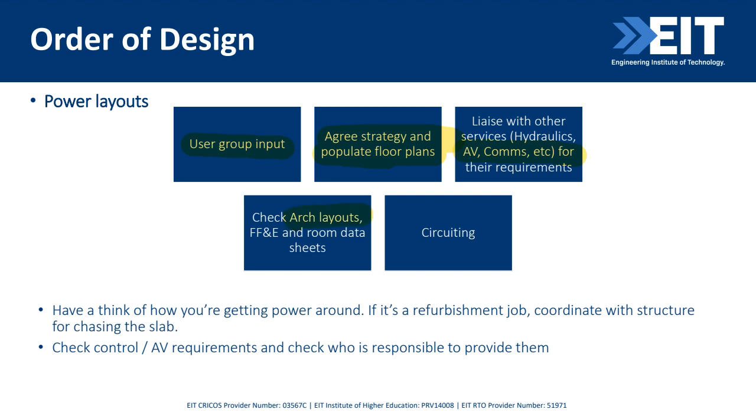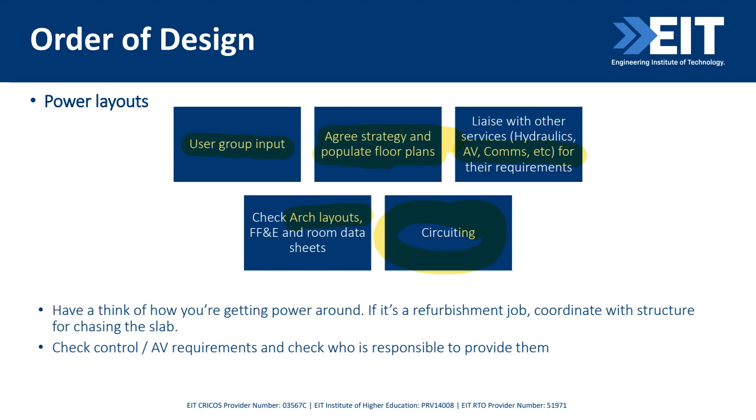Similarly with the architects, they could be specifying fridges and billy taps and forklifts, and we need to make sure we've captured all of that FF&E as well. And lastly, we circuit it all. So once we know how much power we need, what type and where, we can work out how many circuits we'll need from our distribution board.